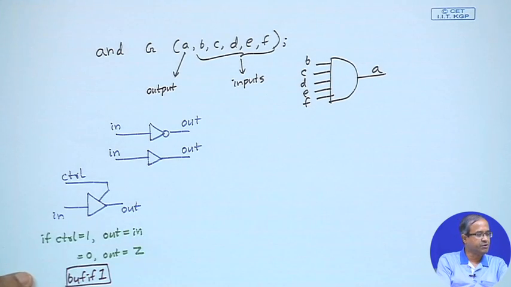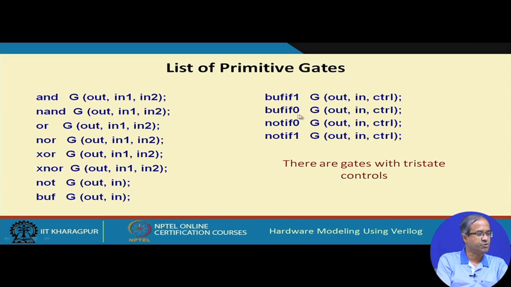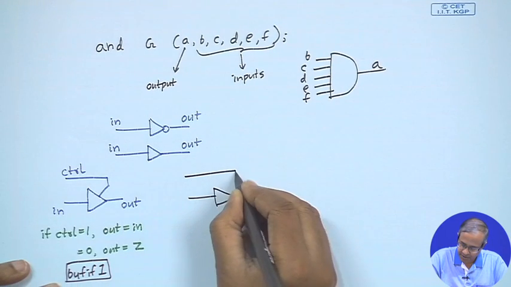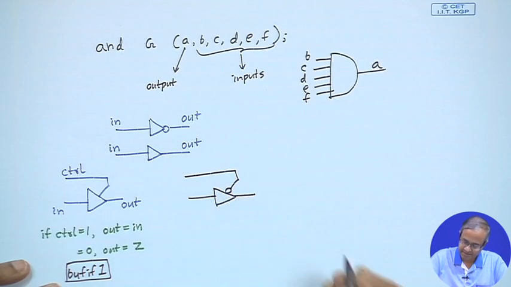Similarly, you have another gate called buff if 0. Buff if 0 is similar, the only difference is that the polarity of the control is different, there is a negation here.